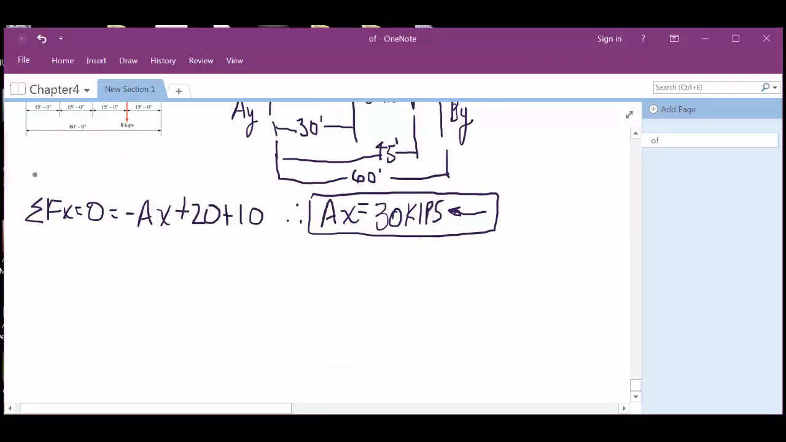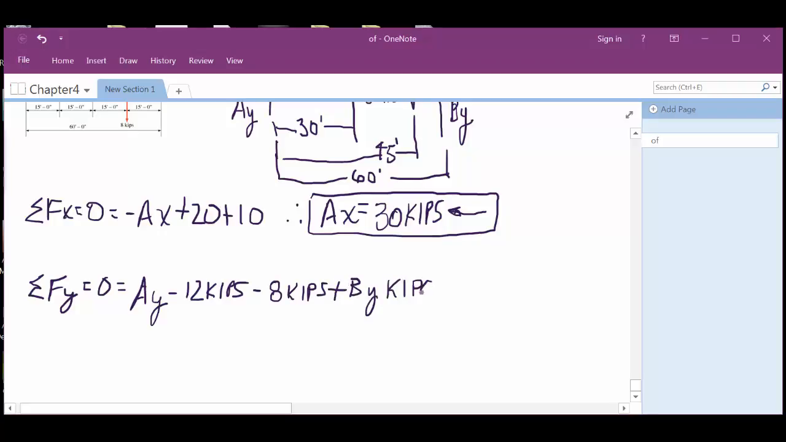Sum the forces in Y. I'm a creature of habit on this too. I do this the same every single time, even if I know it's not going to work out, I still do it that way. I've got AY going up, minus 12 kips, minus 8 kips, plus BY. Kips. I forgot to put kips on the AY, didn't I? Can't solve for that, so we do a moment about A.